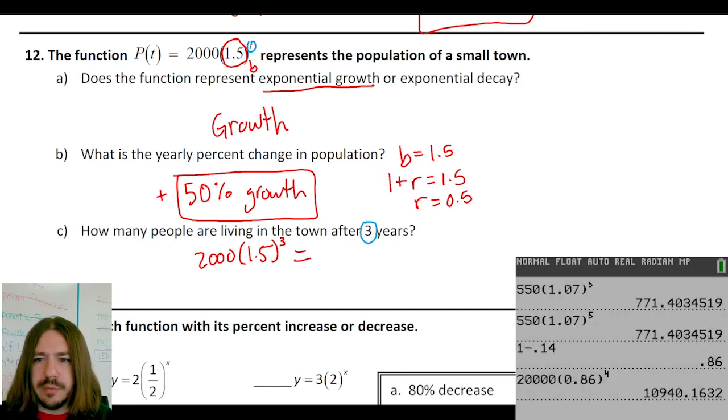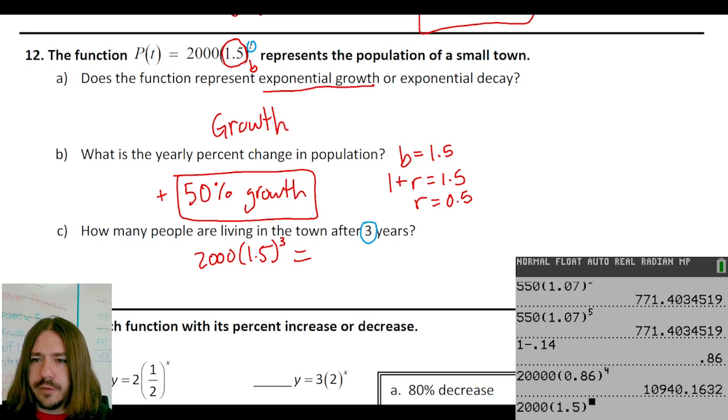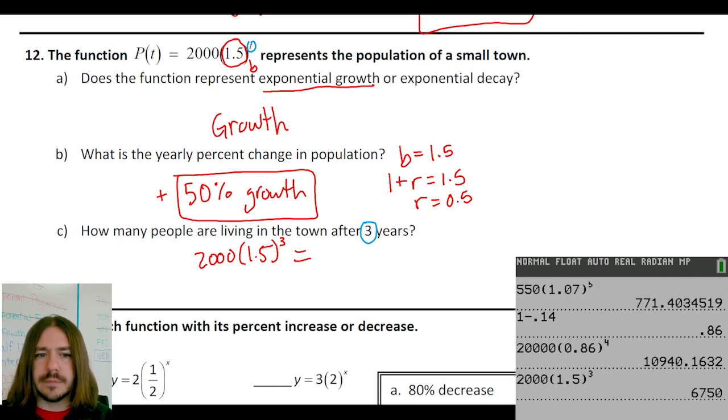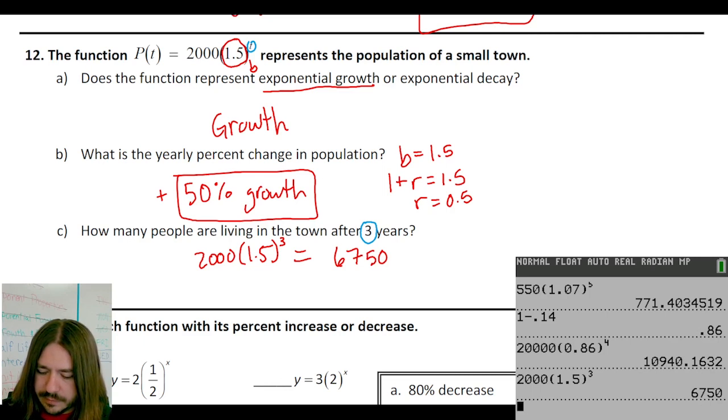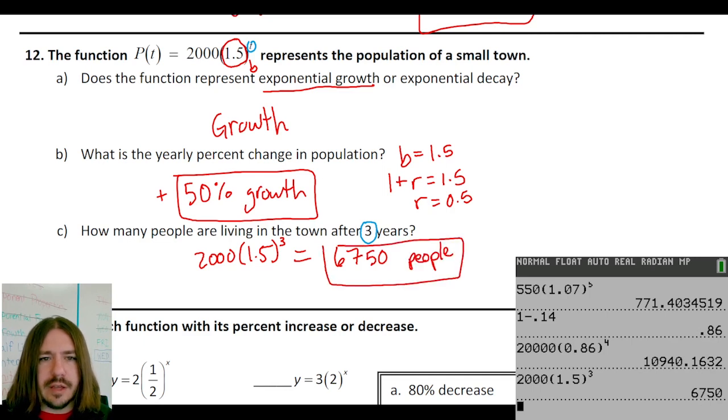So let's go ahead and type that in. We've got 2,000 times 1.5 to the power of 3. So we get 6,750 people. Yeah, this doesn't say thousands or anything, so that is just the population. And there's number 12.